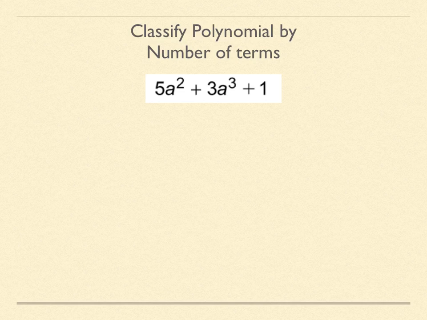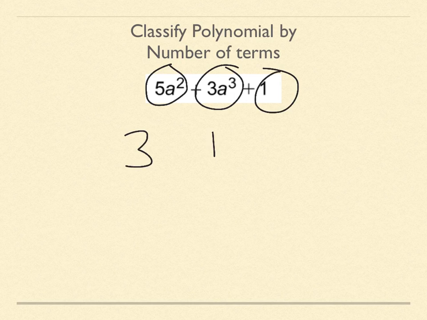Okay, we'll do some examples. Classify the polynomial by the number of terms. How many terms do we have here? We have 3, right? 1, 2, 3. So 3 terms, and it would be a trinomial.